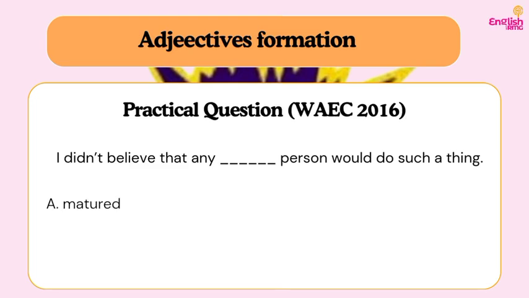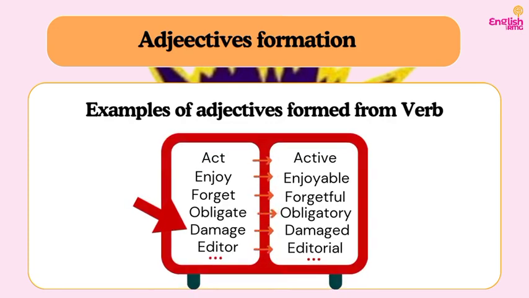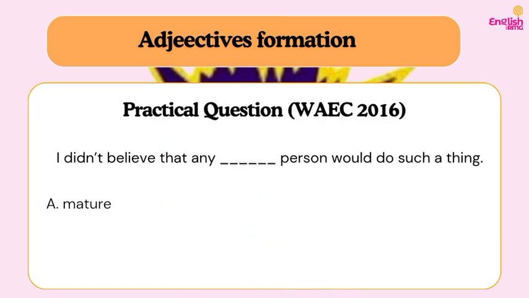So we have A, matured, B, mature, C, maturing, D, matures. So we want to look at the possible form of adjective that we can have from mature. A, matured. B, mature is a verb. But what we are looking out for is an adjective. And don't forget that I said that when we want to form an adjective from some verbs like that, we only need to add D to it, just like we have damaged from damage. Do you understand? So back to our question.